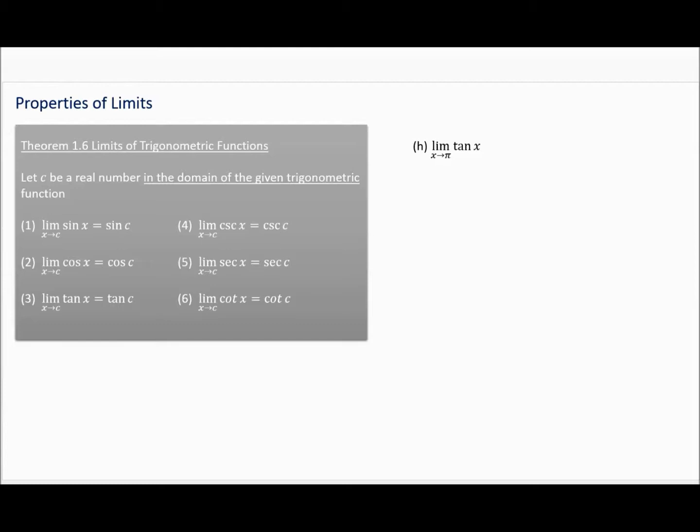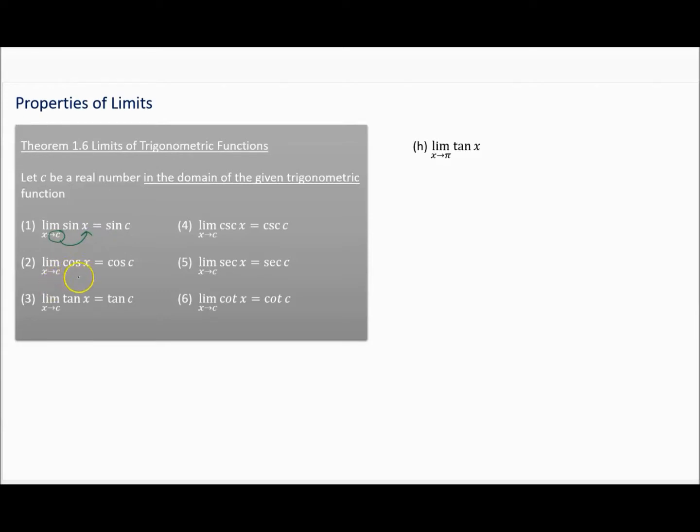How many trig functions are there? 6, right? Notice there are 6 different parts of this theorem. It says the limit as x goes to c of sine of x is sine of c. What did we do? We just took that c value and plugged it right in there. No problem, right? Actually, we didn't plug it in there. That's after we plugged it in. We plugged it in right there.